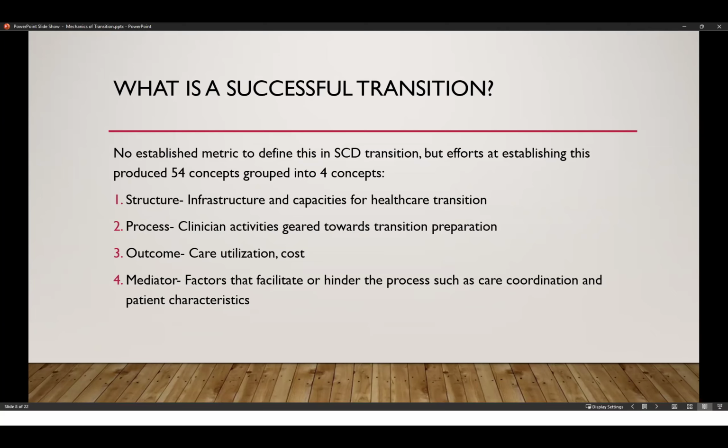And then mediator, that is the factors that facilitate or hinder the process. So these are things like care coordination and then patient characteristics. And we'll talk more about this. So in terms of things that will hinder the process and care coordination, if there is no team that will support this transition, it may not be successful. If the patient has some characteristics in terms of what is happening to them, depression, it could be a mental illness, it could be pain, it could be complication from their illness, that may not facilitate the successful transition. Next slide, please.